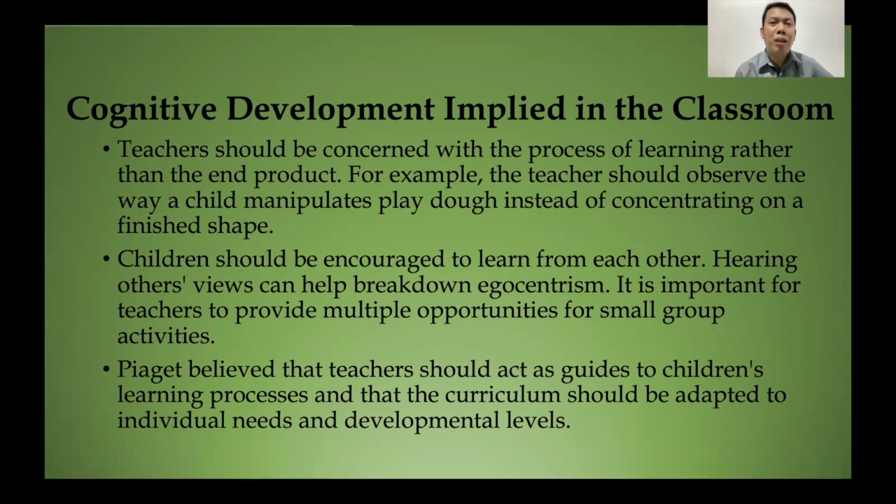Because we can produce a product, but the process is not the ideal process that we would like them to do. So for example, the teacher should observe the way a child manipulates Play-Doh instead of concentrating on the finished shape. So when you ask your students to do problem solving, do not just focus on the final answer. You have to look into the steps that they have taken in order for them to arrive at the final answer.